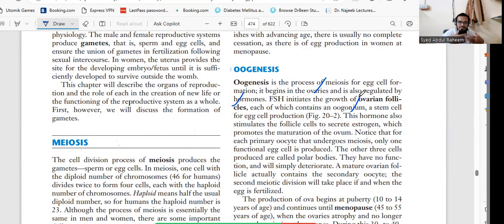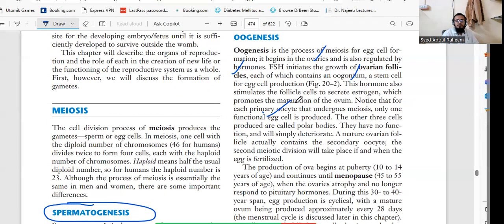We'll do the process step by step. That is oogonium. Oogonium is also a stem cell, the beginning of the cell. It also initiates two cells. The name is primary oocyte. It will go through meiosis again. It will multiply, but here only one functional egg is produced. The other cells produced are called polar bodies. They are non-functional and will simply deteriorate. So here three cells are formed. Two cells are non-functional. One cell is functional.